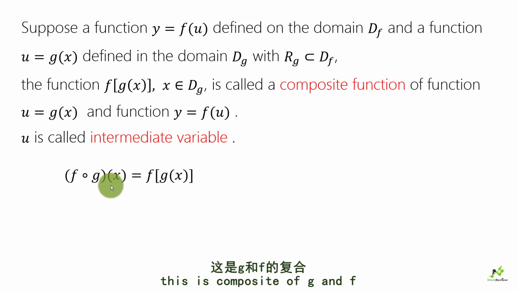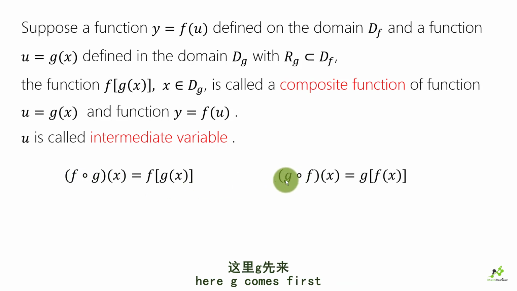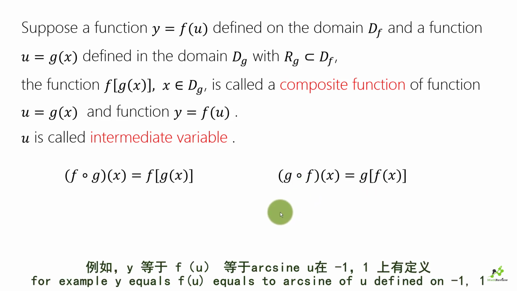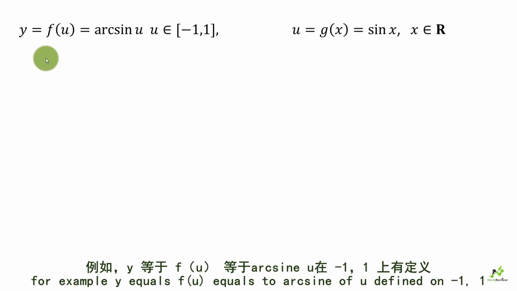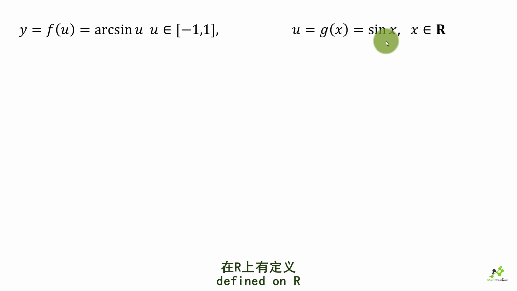This is the composite of g and f, and this is the composite of f and g. Here g comes first, and here f comes first. For example, y equals f of u equals arcsine of u, defined on [-1, 1], and u equals g of x equals sine of x, defined on R.